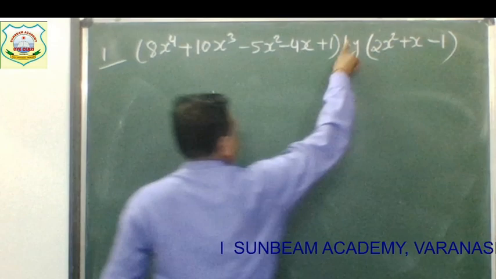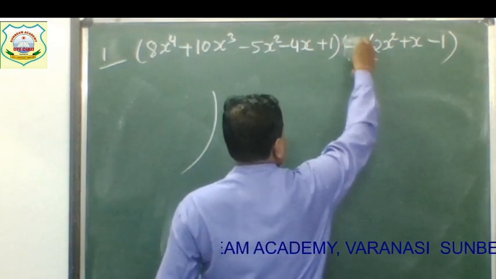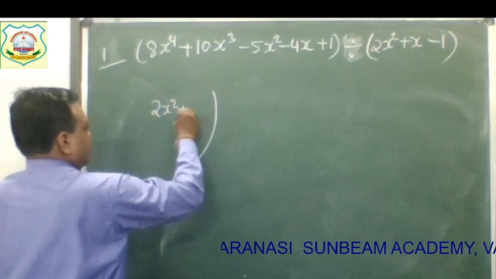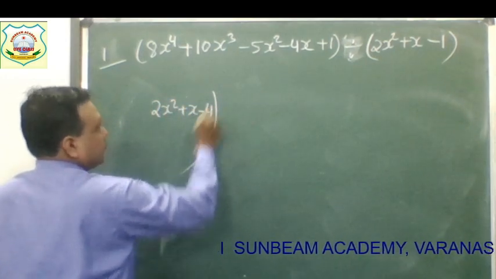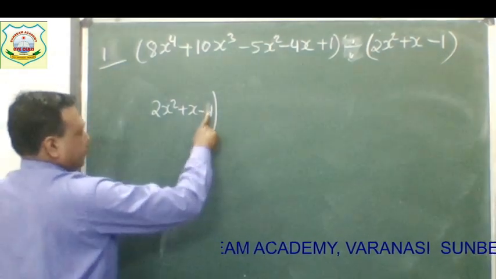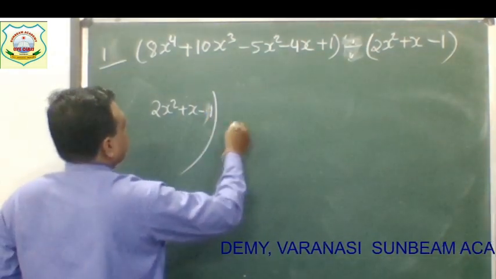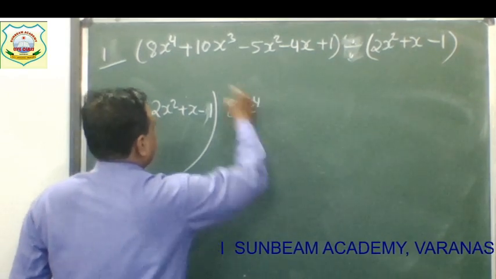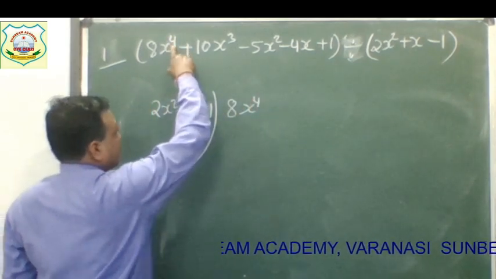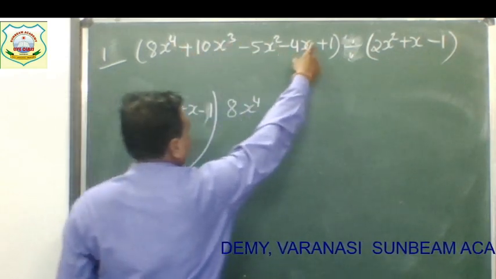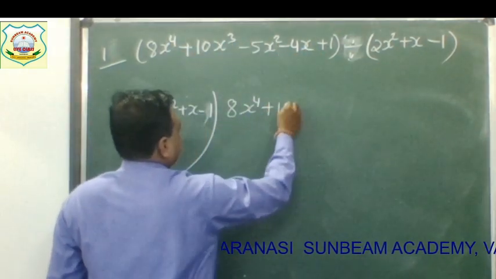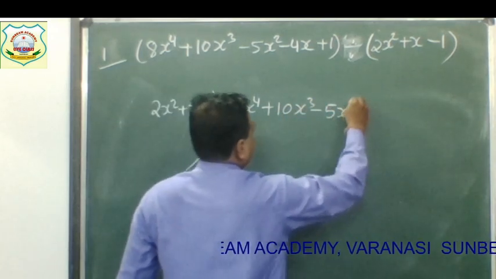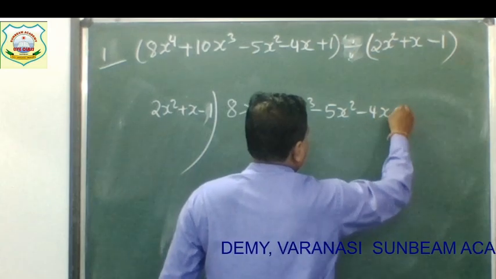In place of y we will write the divide form: 2x² + x − 4... sorry, 1. Eight x to the power 4. We will change, and see whether this is also in decreasing form or not: 4, 3, 2, 1. Yes, it is right. Plus 10x³ − 5x² − 4x + 1.